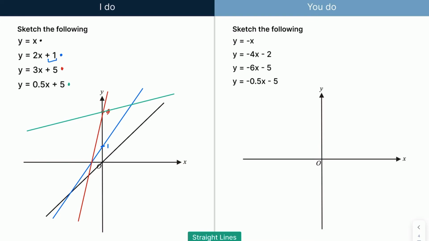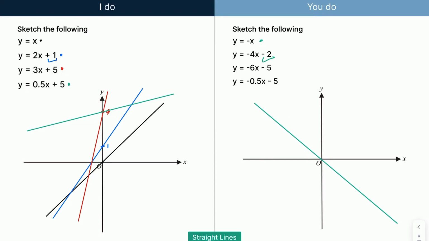So that combined both the gradient, which is this bit here, and the intercept. So I would always recommend starting off by looking at the intercept and then look at the gradient. So again, hopefully you've pressed pause and had a quick go at the example on the right. So first one is nice and easy. That's that done. Next one, I will look at the intercept first.